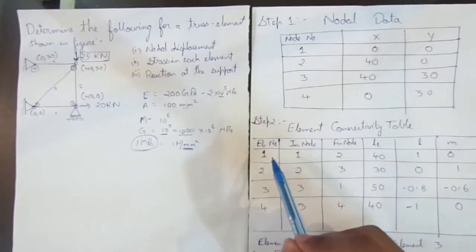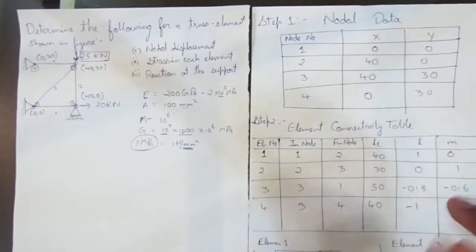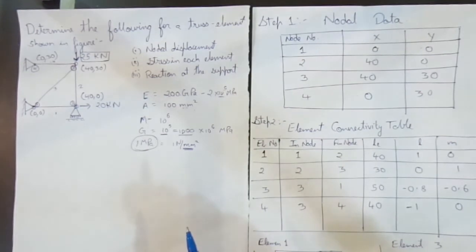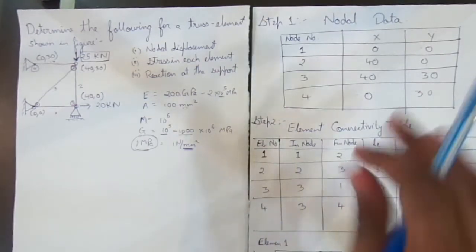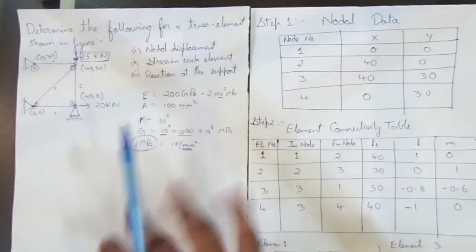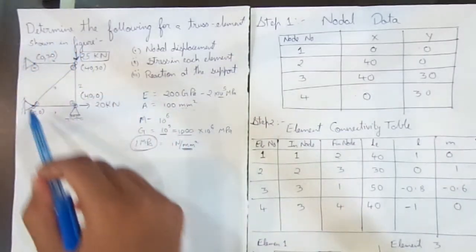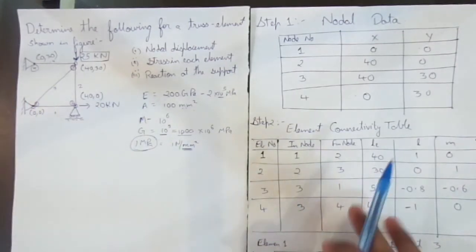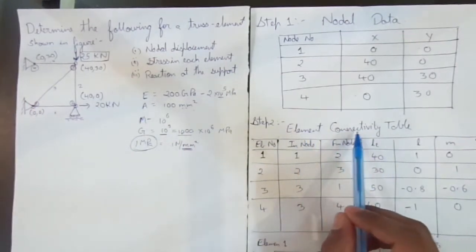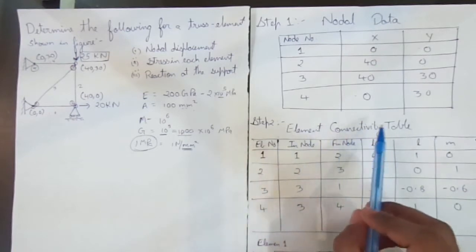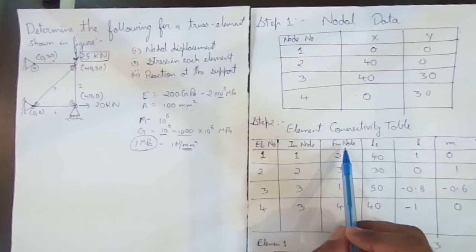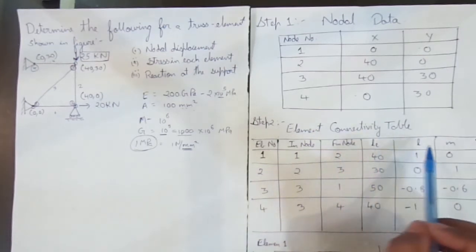What is second step? Elemental connectivity table. Now this is the step where you have to do few calculations, right? Let us see this. Then I will tell you some basic things about this figure. We'll complete step 2 and then we'll go back to the figure. Elemental connectivity table. Now what will be there? Element number, initial node of element, final node of element, LE, length of element, L and M, right?